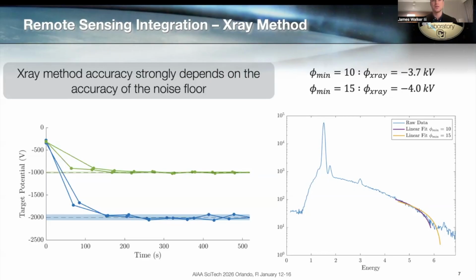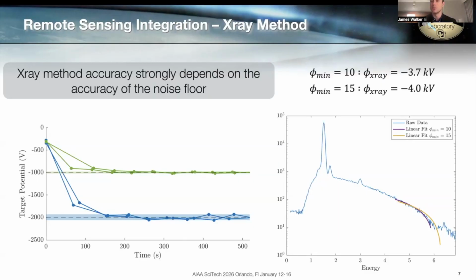The accuracy of the X-ray method depends significantly on the accuracy of our measurement for the noise floor. So we have to have an accurate measurement for the background X-ray radiation that is experienced. And what we found is that for our experiments in our vacuum chamber, if our minimum photon level, if our noise floor is off by 5 photons, we can get a difference in the measured potential of 300 volts.